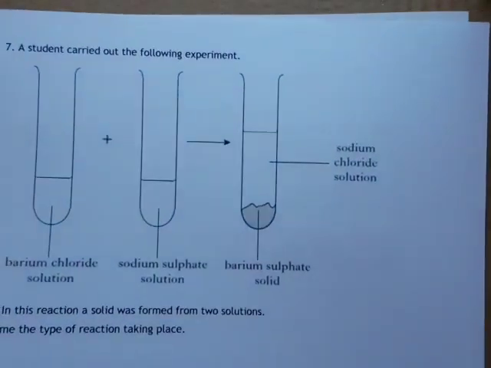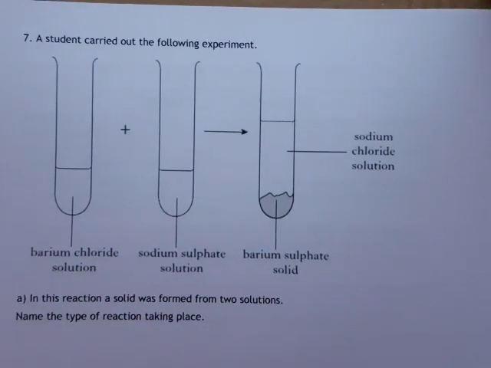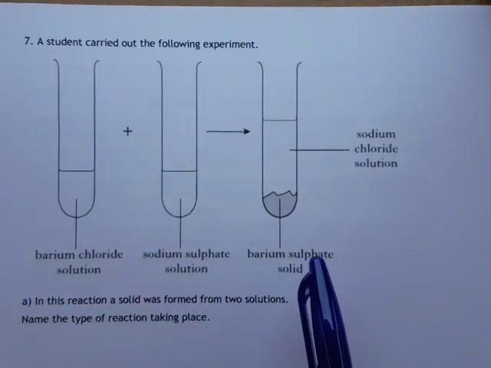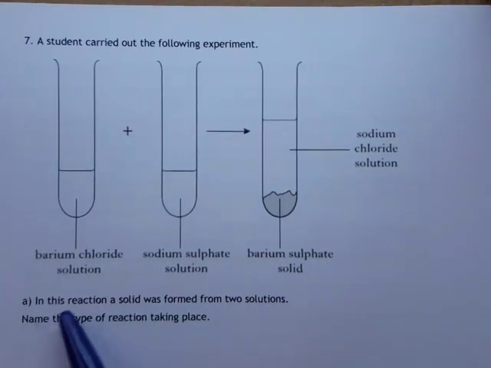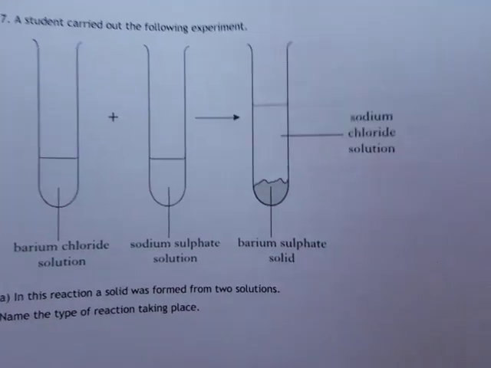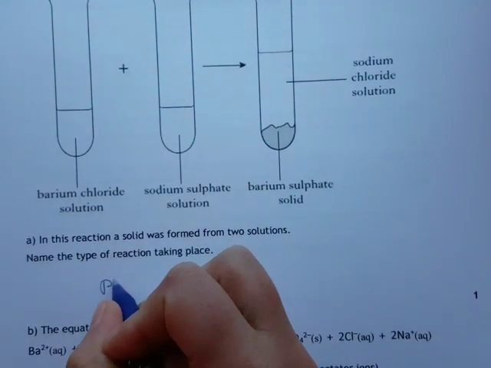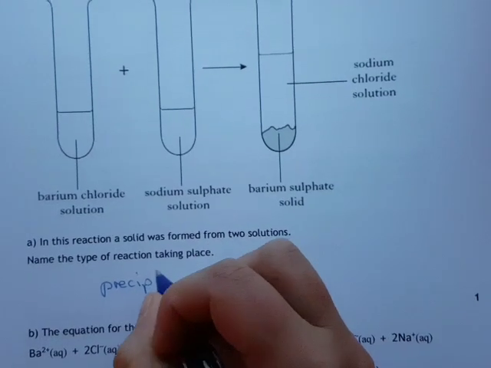Okay, question 7 says a student carried out the following experiment. So you've got barium chloride solution plus sodium sulfate solution making barium sulfate solid and sodium chloride solution. And it says in this reaction, a solid was formed from two solutions, and you just have to name the type of reaction taking place. So hopefully you recognise this as a precipitation reaction. That was just a case of either knowing it or not. You need to make sure you revise the acids and bases topic if you didn't get that.